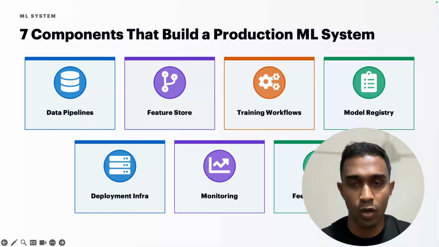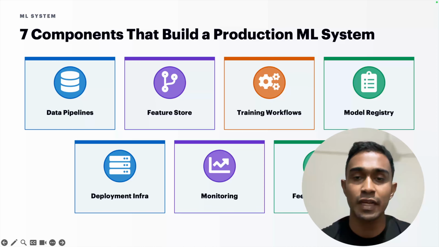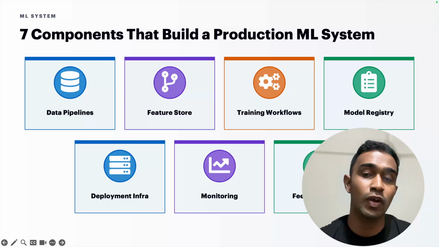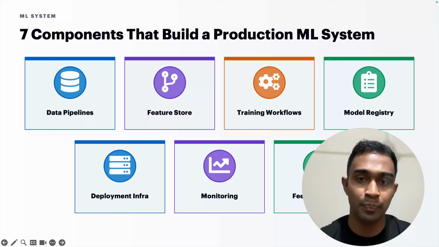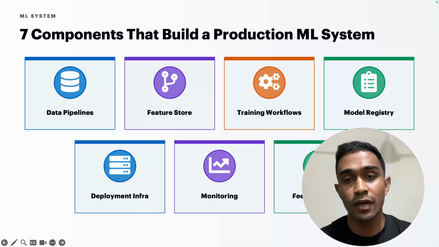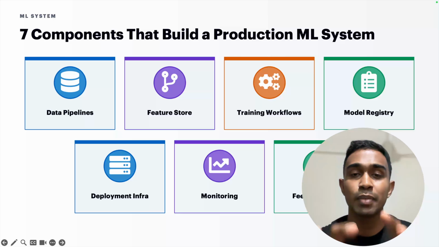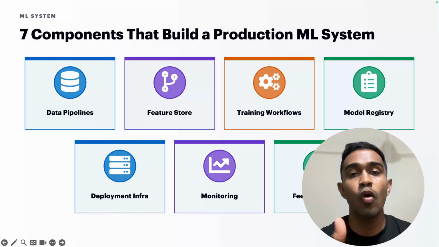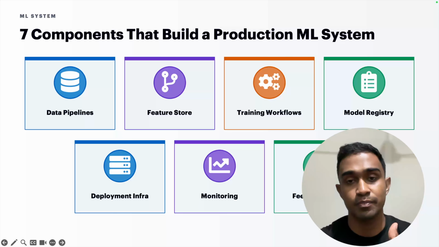Then you have model training workflows. In production, training is not something you do once and forget about. You set up automated pipelines that retrain models on new data, try different settings, and check the results before anything gets pushed to users. And after training, the model goes into a model registry. This is like version control, but for ML models. It keeps track of every version of your model along with its performance metrics and metadata. So if something goes wrong, you can always roll back to a previous version.